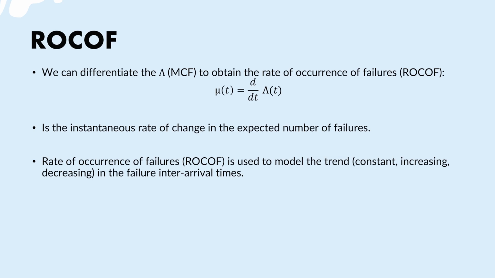And what is the ROCOF, or as we call it, the rate of occurrence of failures function? Well, it's the derivative of the mean cumulative function, which gives us essentially the rate of change of the failures. And this rate of change allows us to check if the system is constant or if it's increasing or decreasing in terms of failures at different periods of time along the real line.